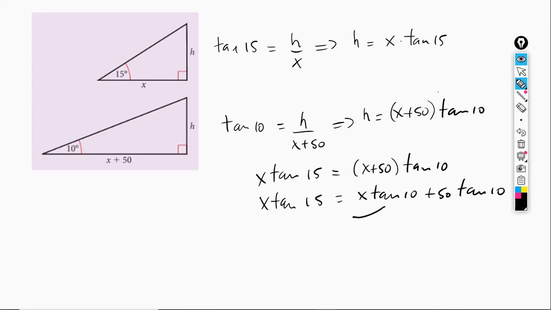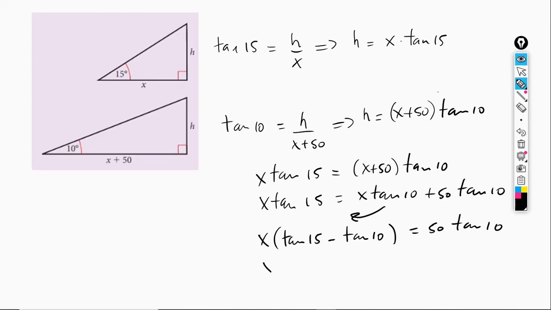Then we can move this to the other side, and we can factor out x. So we're going to get x times (tangent of 15 minus tangent of 10) is equal to 50 tangent of 10. Now notice that I'm not calculating 50 times tangent of 10. I'm doing that till the end. That's what I suggest you guys should do as well.